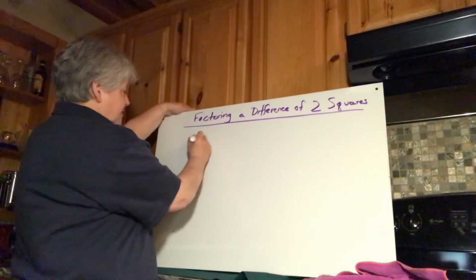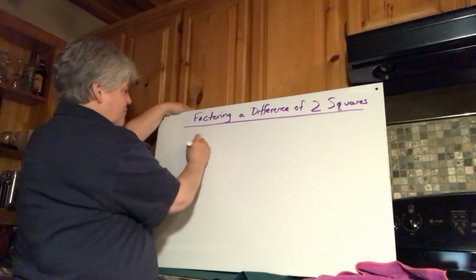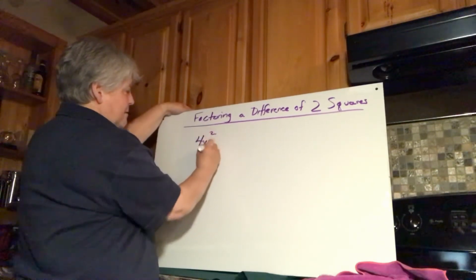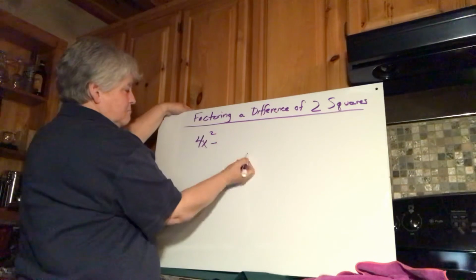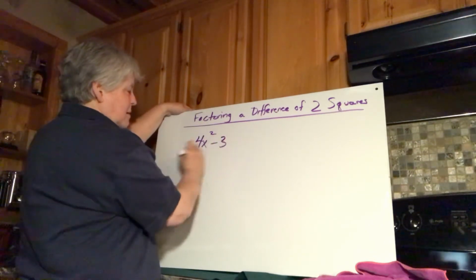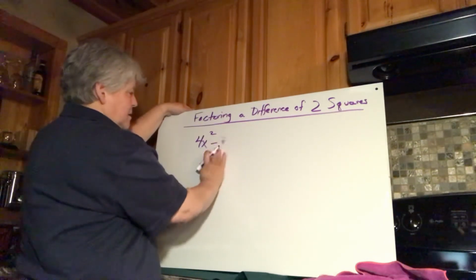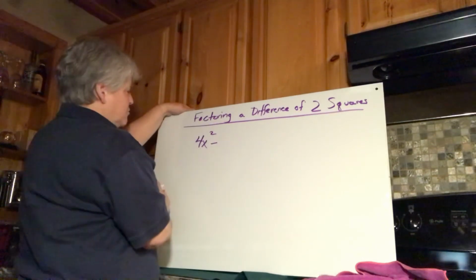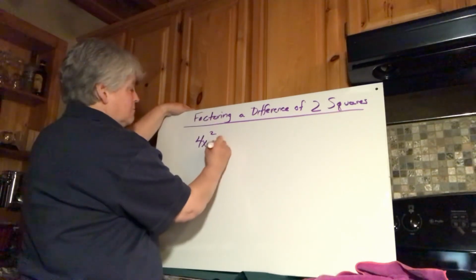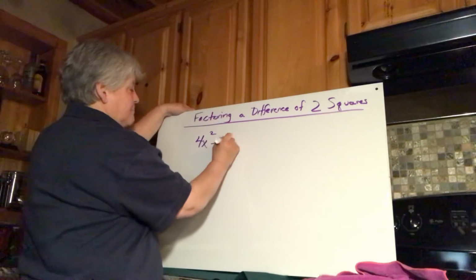Okay, so if I gave you 4x squared minus 36. No, I'm going to make that be something else, because that's coming up soon. I'll give it a 49. How's that?